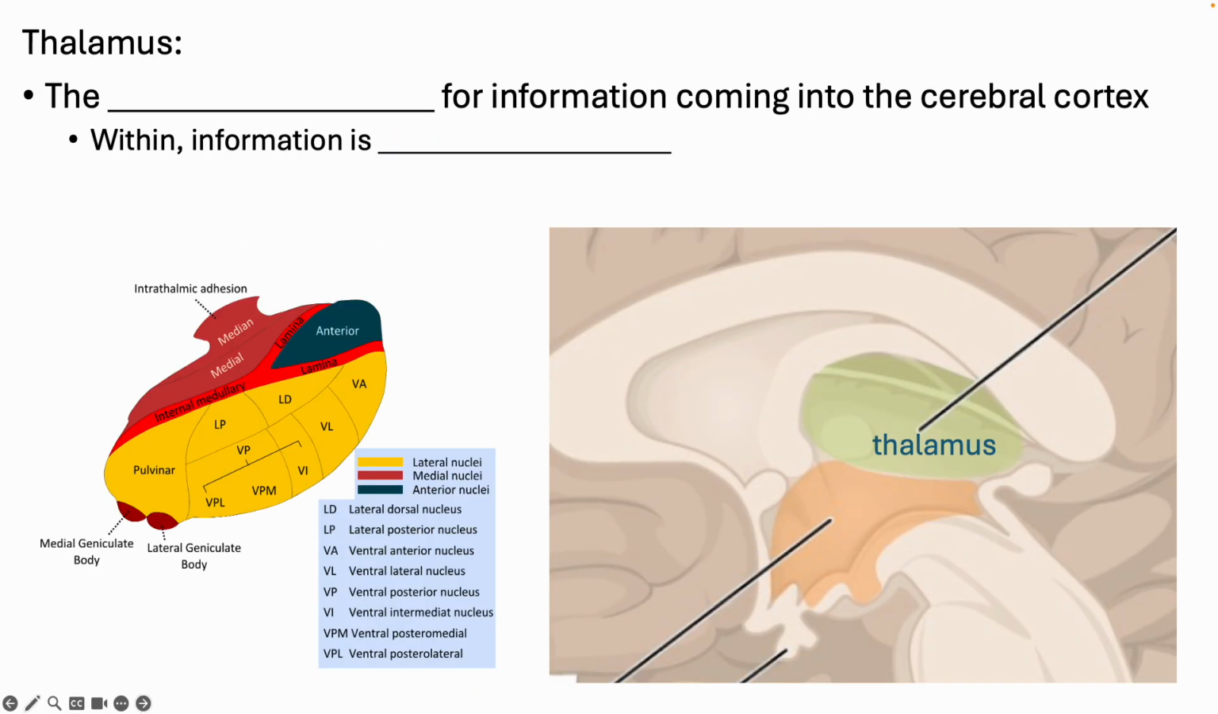The thalamus is the relay station for information coming into the cerebral cortex. Within it, the information is going to be sorted out and edited. You'll notice that it is actually a bilateral egg-shaped nuclei. So you see just one egg, one half of it, but it's going to be bilateral, so have a left and a right side associated with it. Interthalamic adhesions are going to connect the different nuclei, which you can see some of them here.